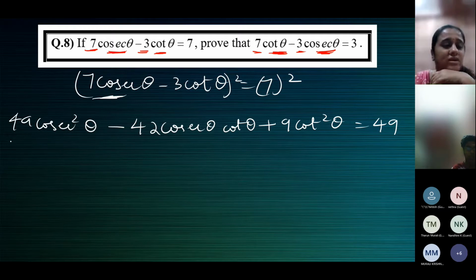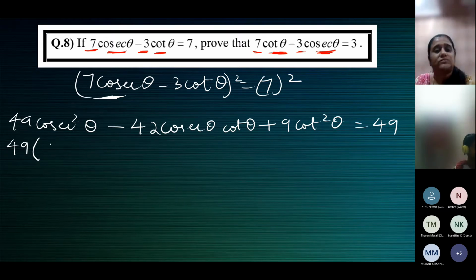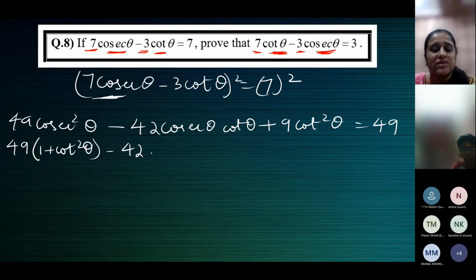So what you need to do is, 49 into what is cosecant square theta? What is cosecant square theta, children? Identity. You can replace cosecant square theta with 1 plus cot square theta. Very good, Ramanathan. 1 plus cot square theta. Minus, write this one as it is.